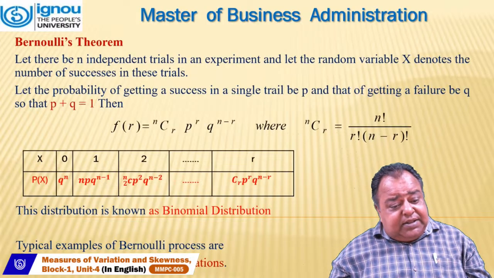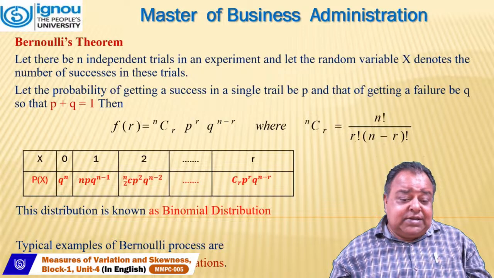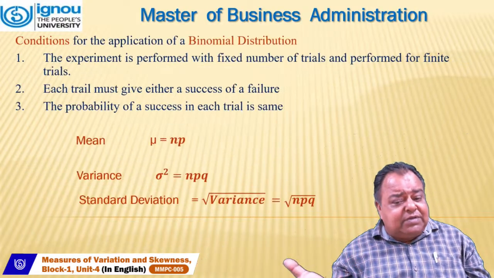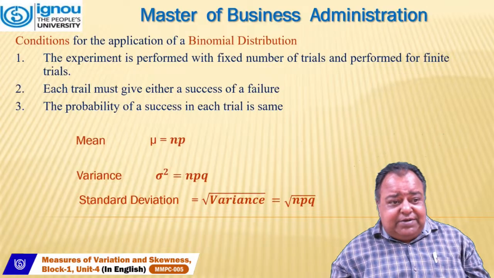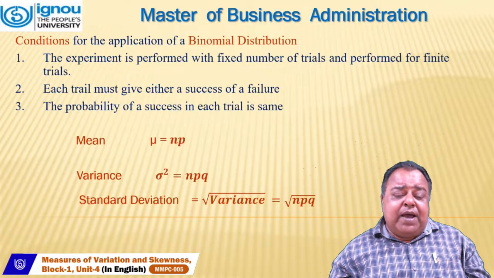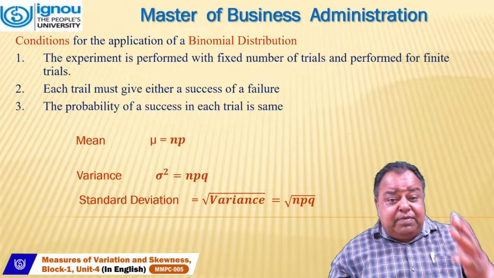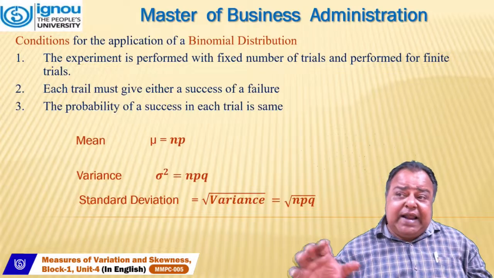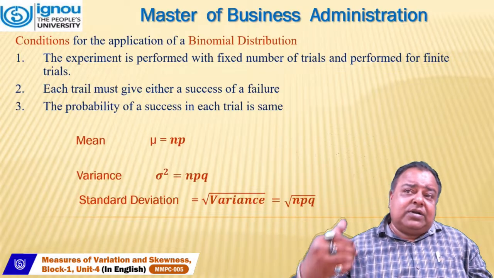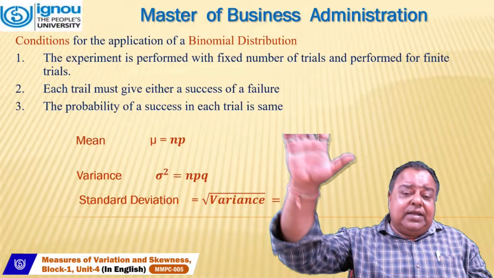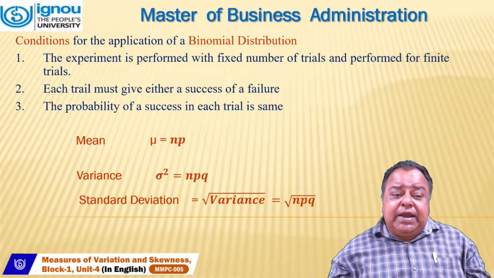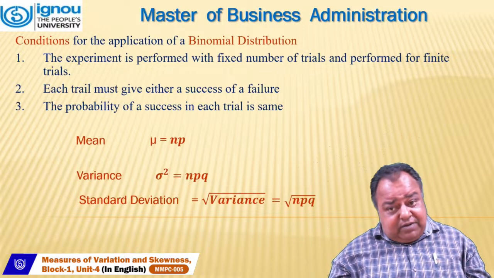Now there are typical examples where this is used: coin tossing and success-failure situations. That means depending upon the situation, we have to use the relation. Conditions for the application of binomial distribution: the experiment is performed with a fixed number of trials, a finite number of trials. It cannot be said to continue until a win occurs. It has a specific number. Each trial must be either a success or a failure.